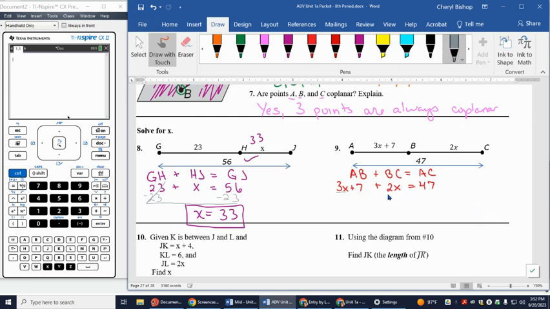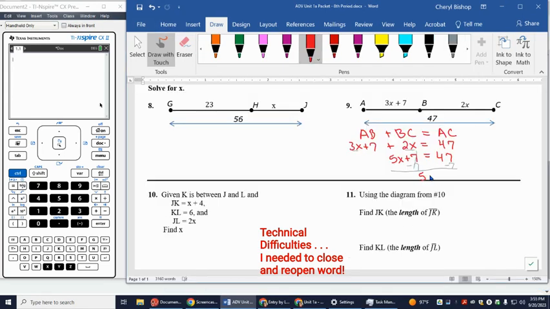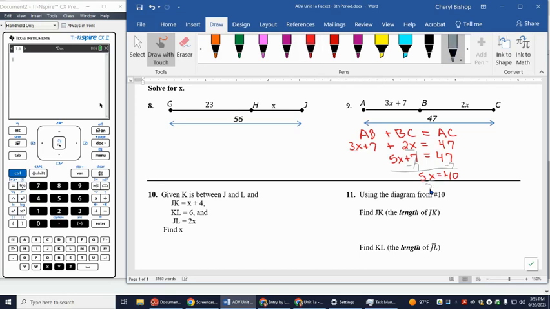Yeah, let's combine these like terms on the same side of equals. 3x plus 2x is 5x. And then I still have this plus 7 here. Subtract 7. When I subtract 7, I get 5x equals 40. And then we divide by 5, and what does x equal?